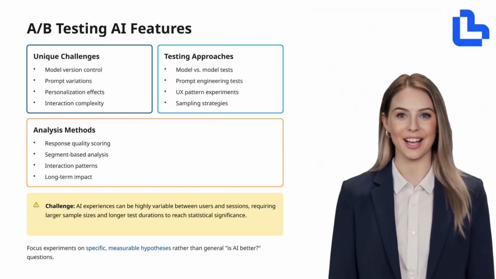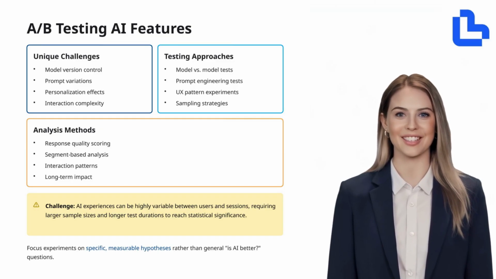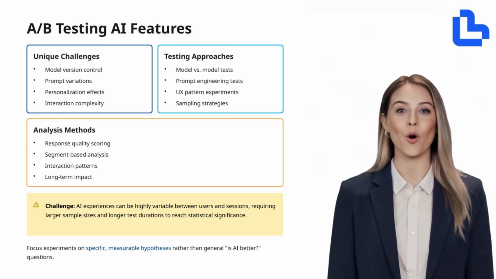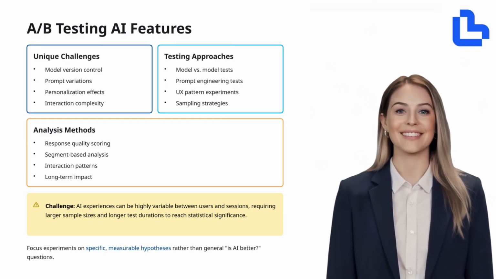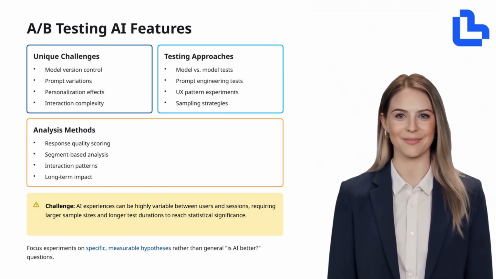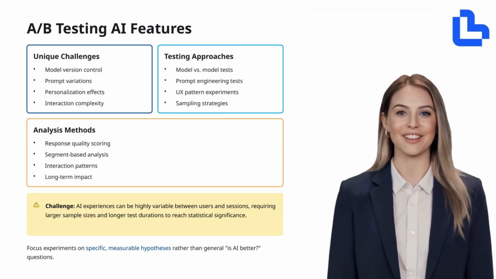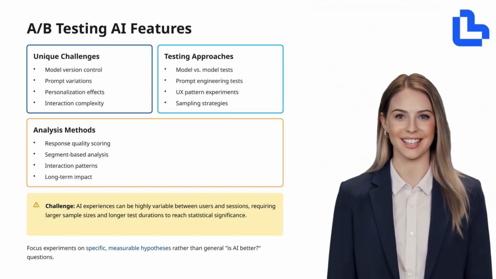Then there's prompt variation. Even small changes in how you phrase a prompt can lead to dramatically different outputs. Personalization effects also complicate things, as AI responses may vary based on user history or context. And let's not forget interaction complexity. AI features often involve multi-step engagements that are harder to measure cleanly.